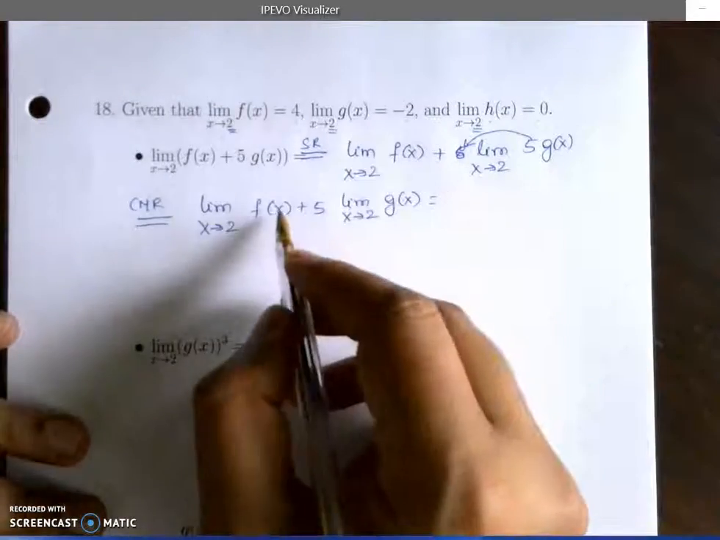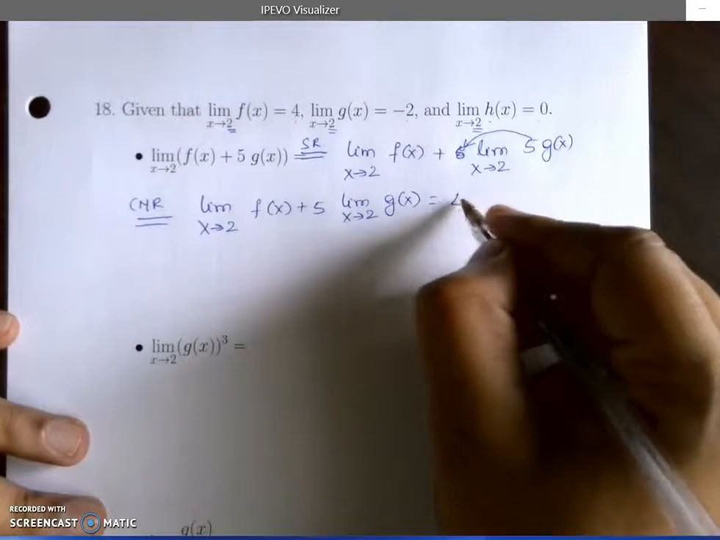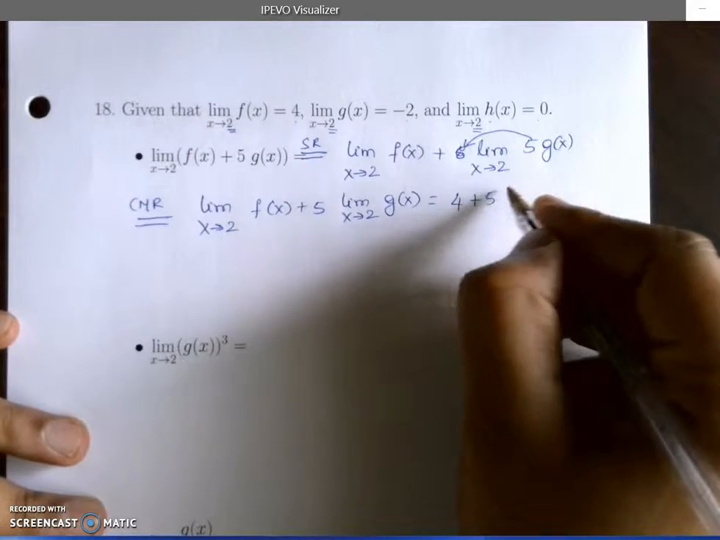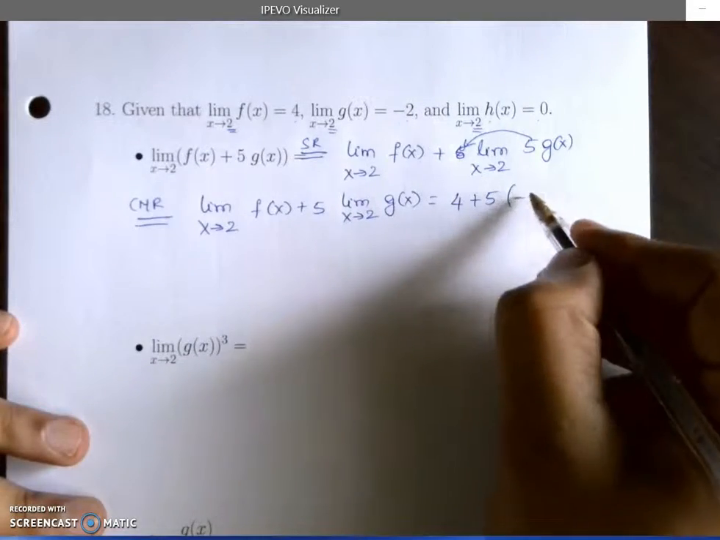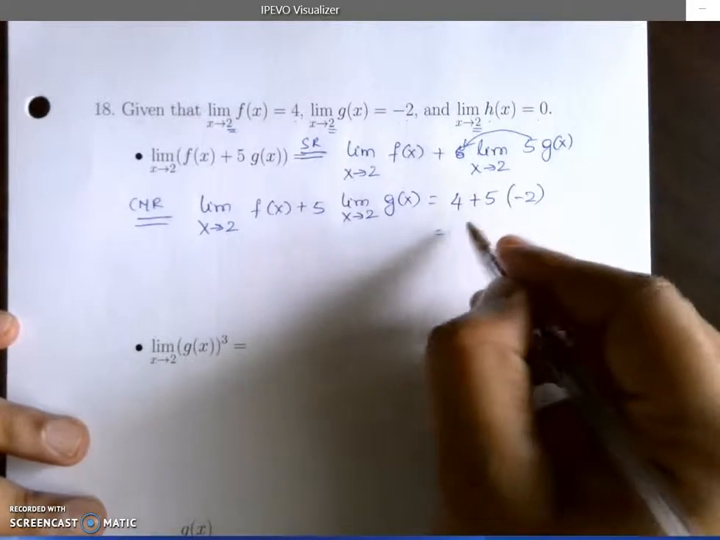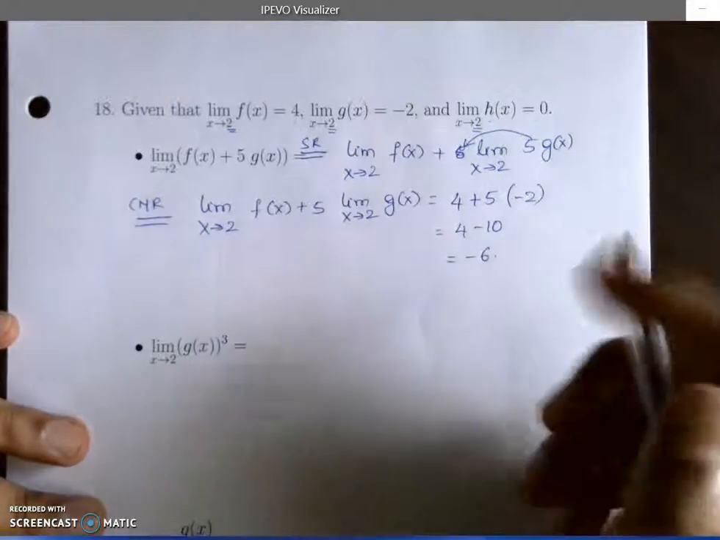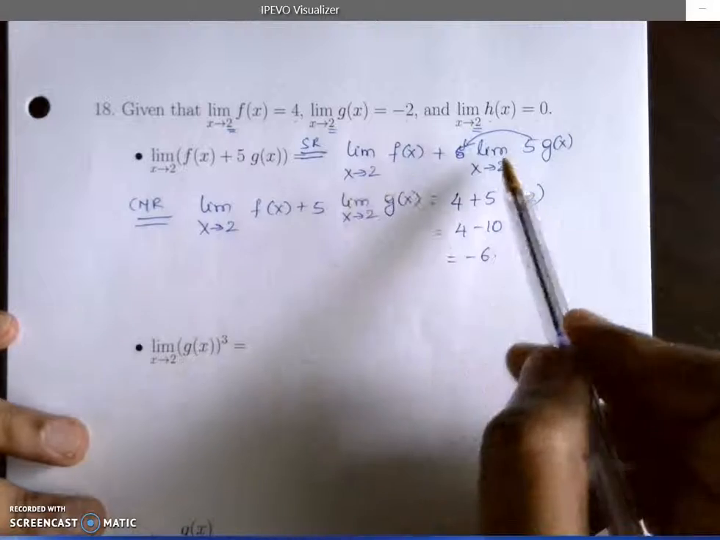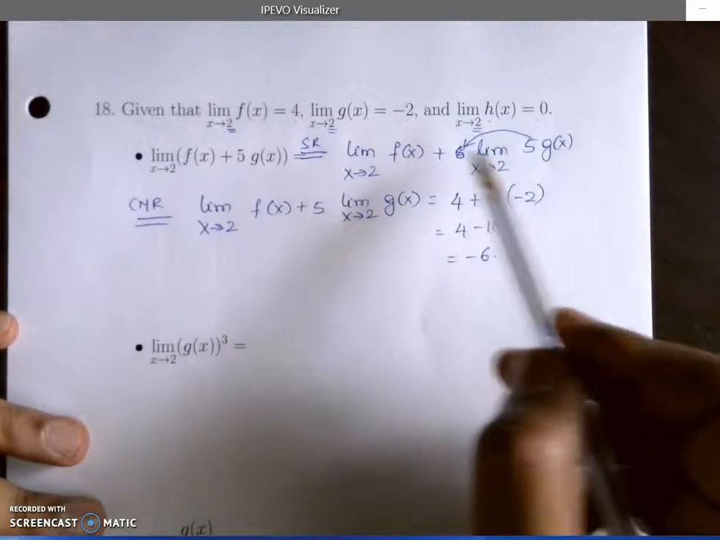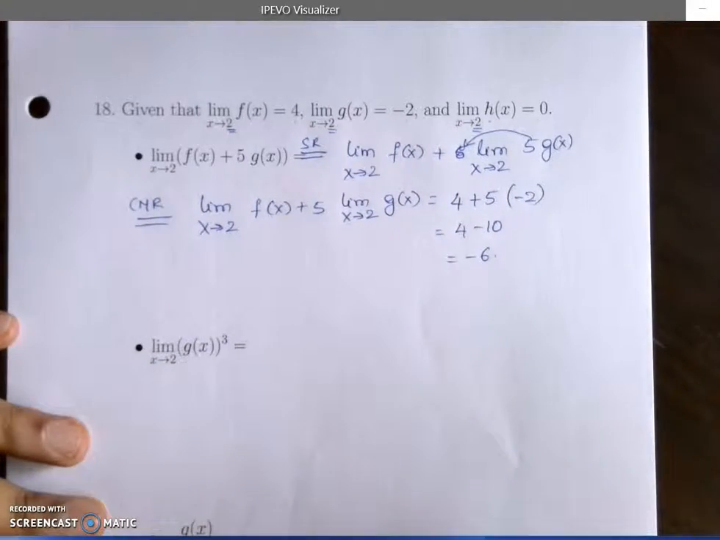The limit of the function f is 4, so you can write that as 4 plus 5 times the limit of the function g, which is -2. So that's going to be 4 minus 10, and that's going to be -6. We are using limit laws to distribute the limit over each of the functions, and then we are performing the operation on the numbers.